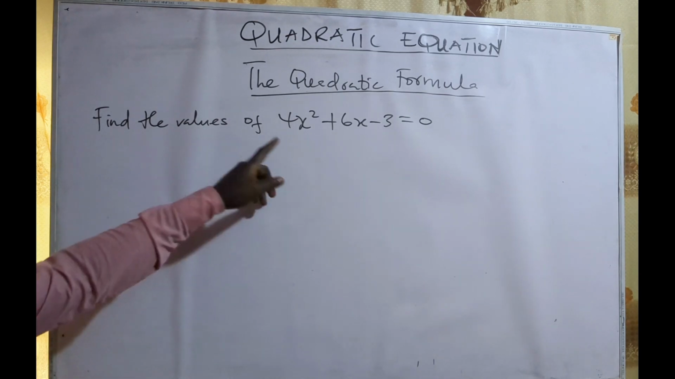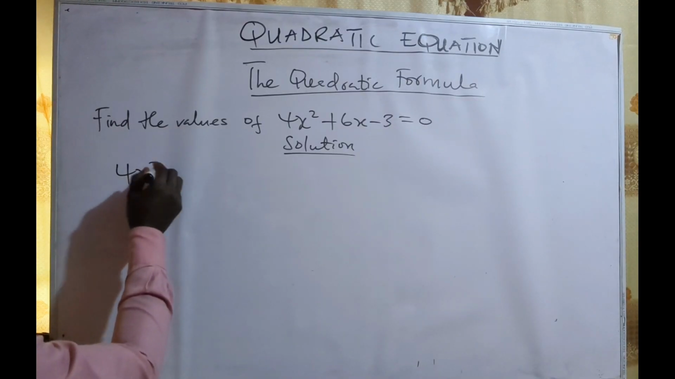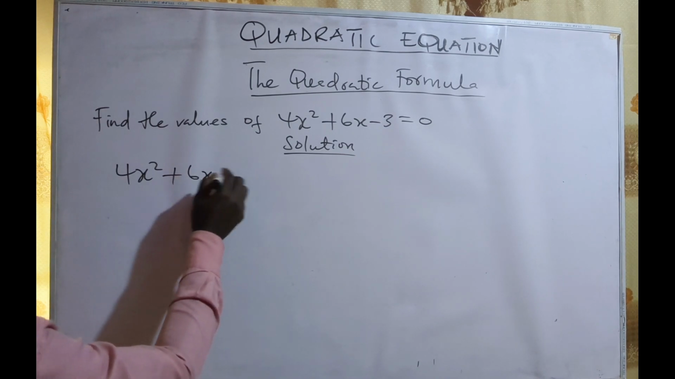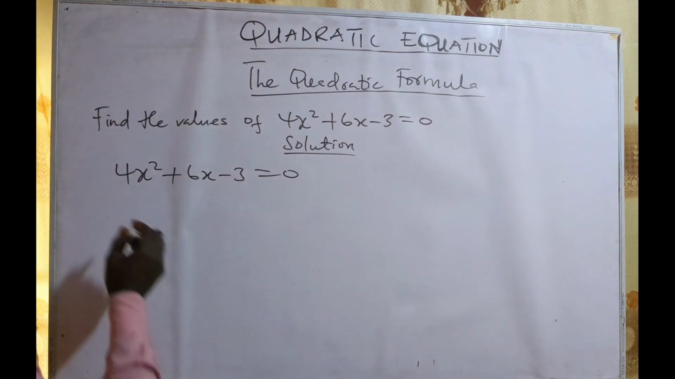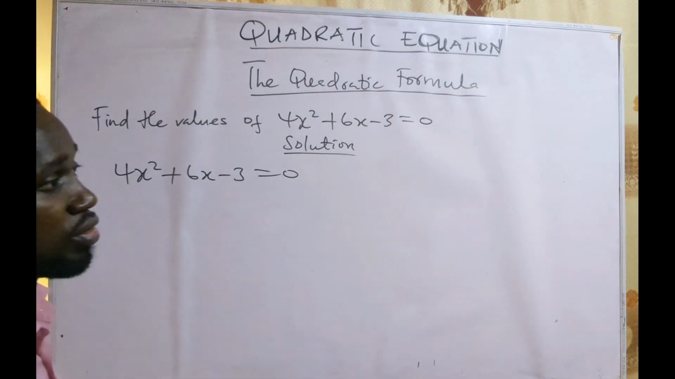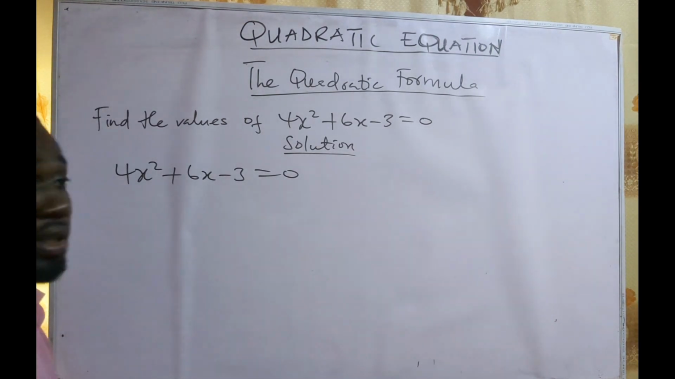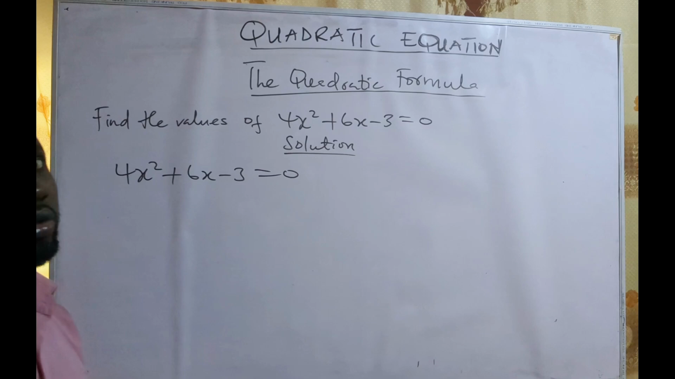Okay, find the values of x for 4x squared plus 6x minus 3 equal to 0. So 4x squared plus 6x minus 3 equal to 0. And our formula is what? x is equal to minus b plus or minus square root of b squared minus 4ac all over 2a. But before that, you have to know what a is, b is, and c is, so that when you write the formula, we can substitute the values.